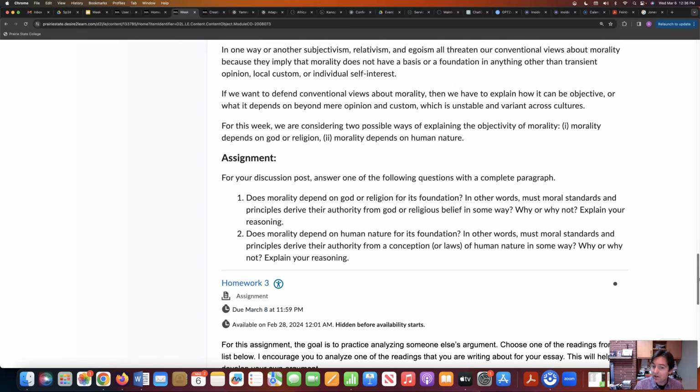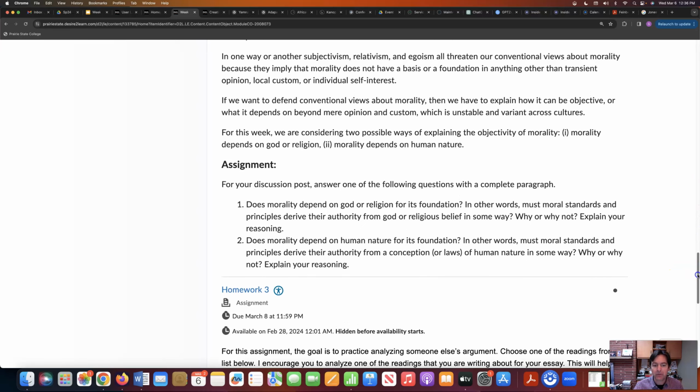Does morality depend on God or religion for its foundation? Why or why not? Or does morality depend on human nature for its foundation? If we think of moral standards as rooted in something, does it have to be rooted in religion, or does it have to be rooted in human nature in some way? So take up a position on one or the other of those questions. That's our discussion topic for this week.